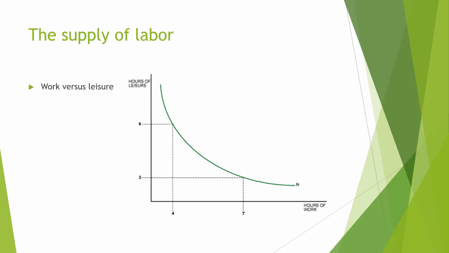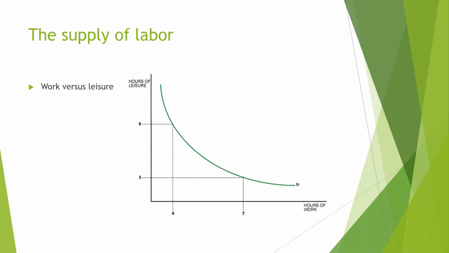All right, so we have the supply of labor. Really, this is a battle between two things. Notice that our vertical y-axis is labeled hours of leisure, and the x-axis is labeled hours of work. So we are comparing work versus leisure, and we see that they are negatively related. We can use more of our time for leisure, which means less of our time for work, and vice versa.